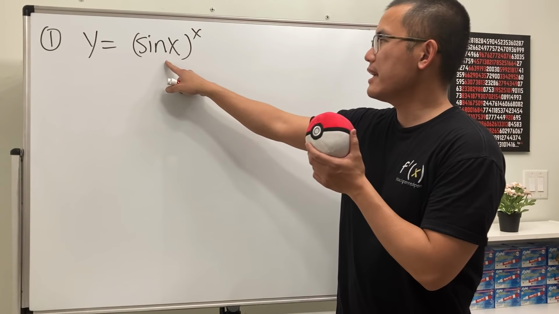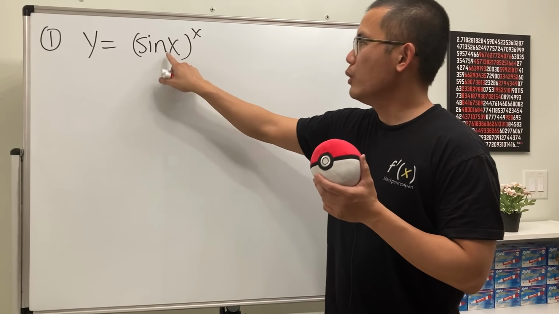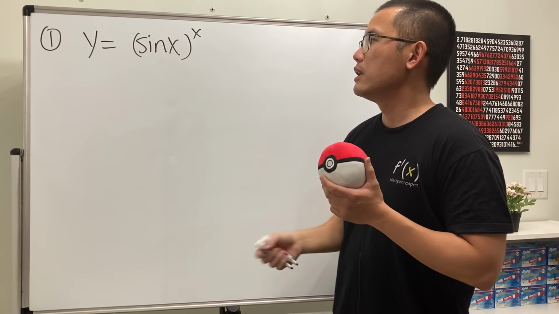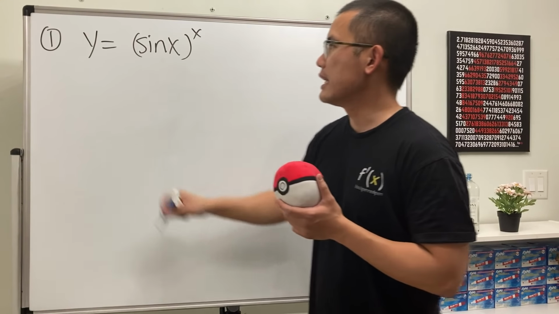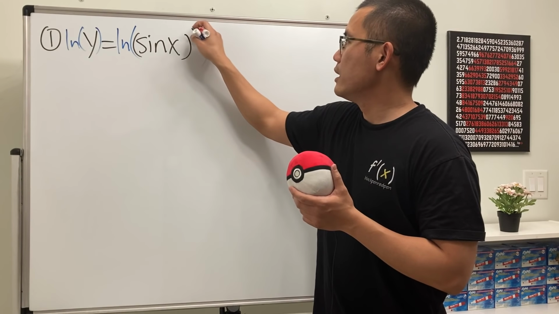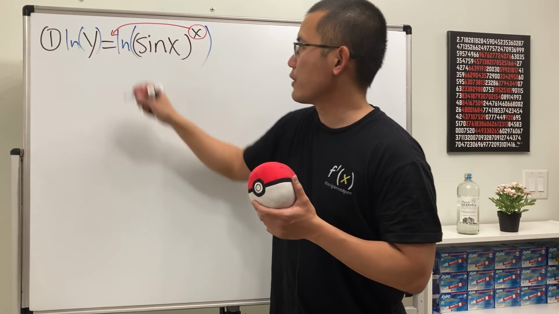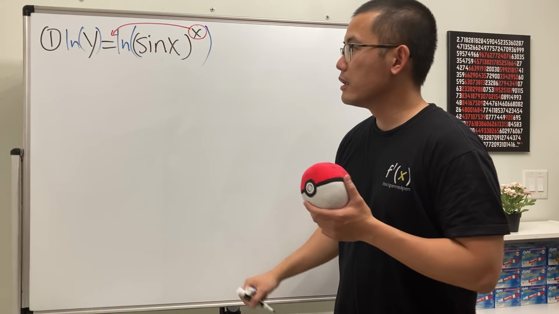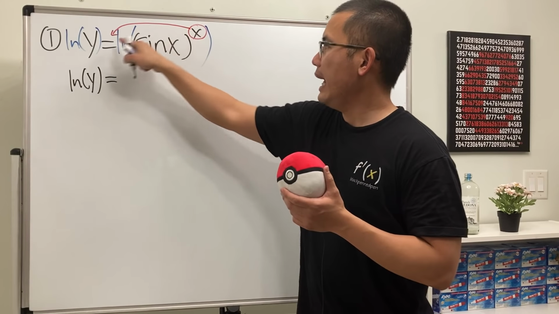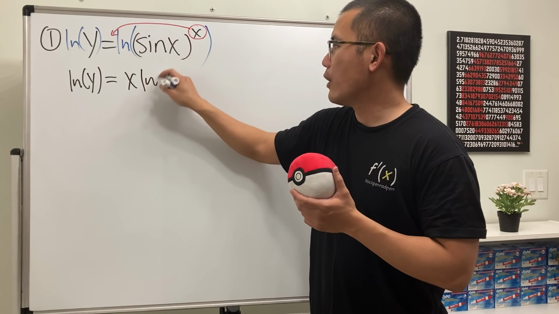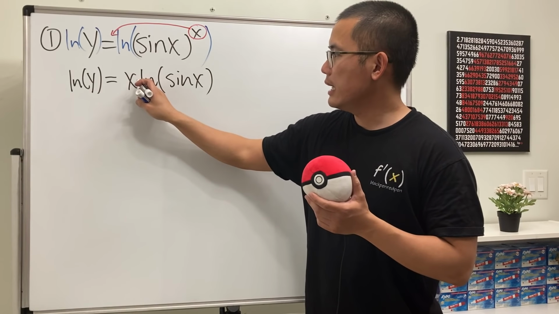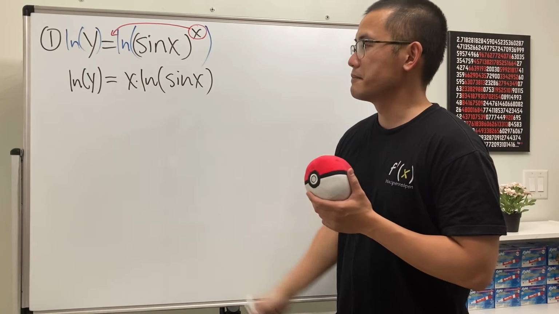y is equal to sin x raised to the x power. Notice that the base right here is a function, sin x, and the power is also a function, x. So a good idea to take care of this is to take the natural log on both sides, because this way it allows us to bring the power to the front and it becomes a multiplication. And we will get ln y being equal to x times ln of sin x.